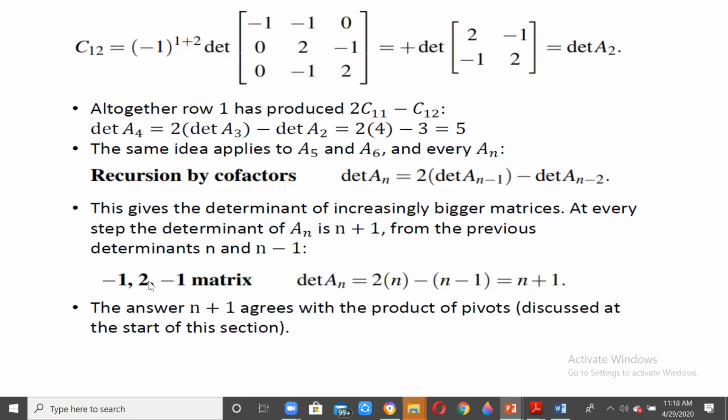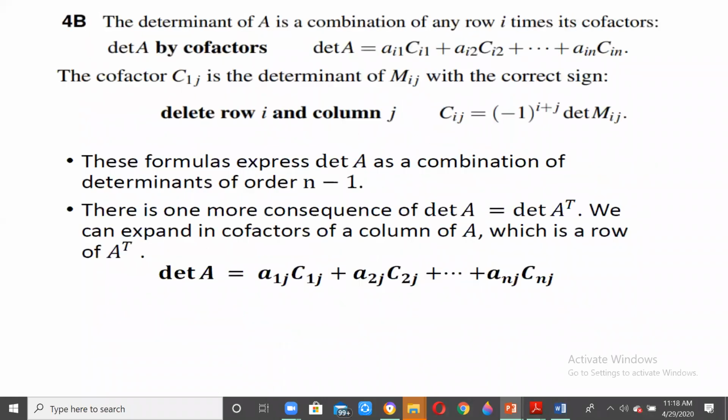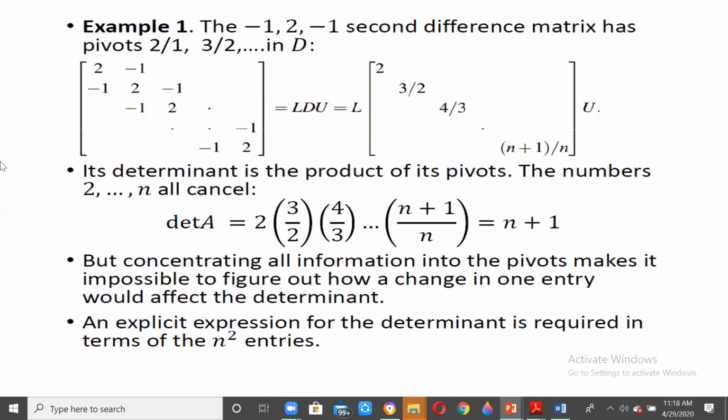So for a minus 1, 2, minus 1 matrix, determinant of An is equal to n plus 1. So the answer n plus 1 agrees with the product of the pivots which we have discussed till now. That means when we consider the example, this value over here, this is again a second difference matrix. So this can be any n by n matrix.